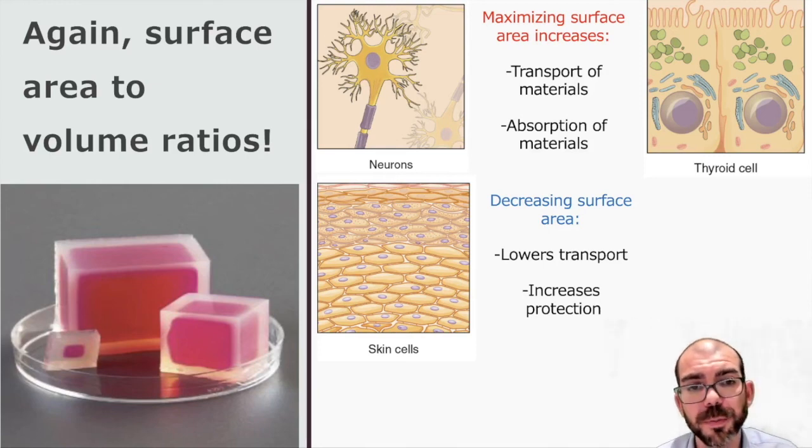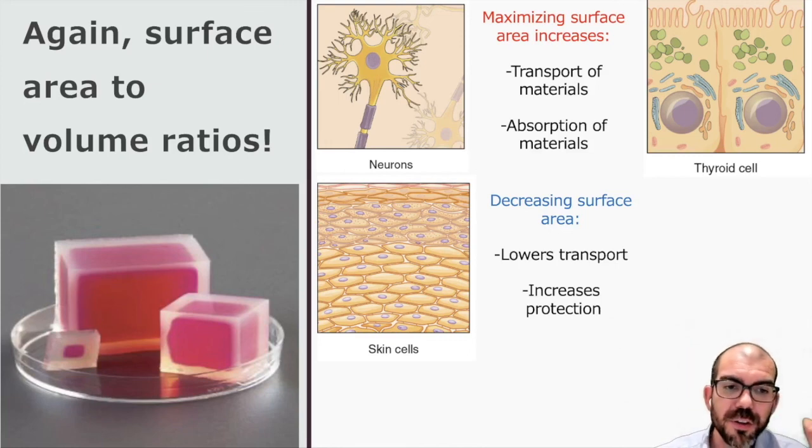The opposite principle is used as well. If you decrease your surface area, you're lowering the amount of transport, and we see this with cells that are involved with protection like skin cells, and this is partly why a lot of skin cells are just dead cells there to protect you.